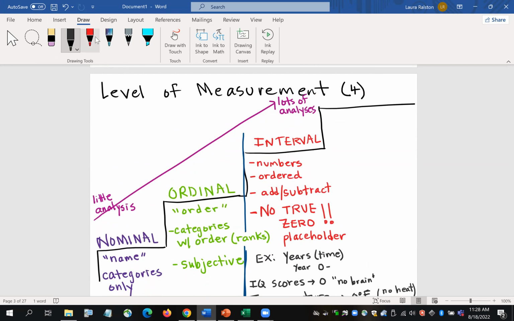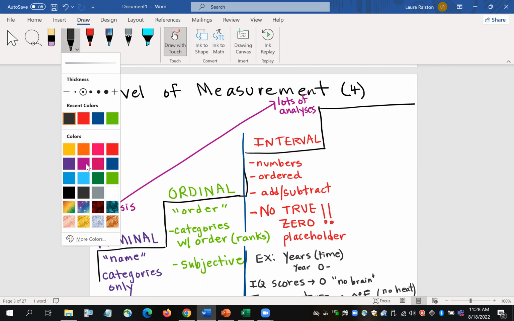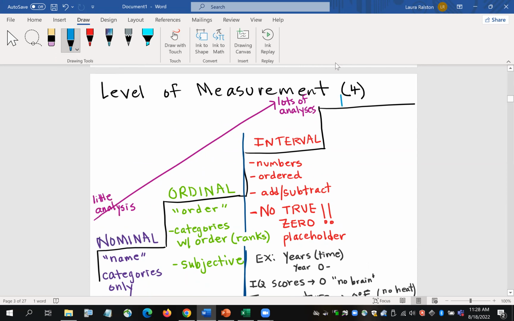The last level of measurement is ratio. Okay, ratio, again, are going to be numbers. They can be ordered or ranked. At the ratio level, we can actually perform all 4 basic mathematical operations. So we can add, subtract, multiply, and divide at this level.